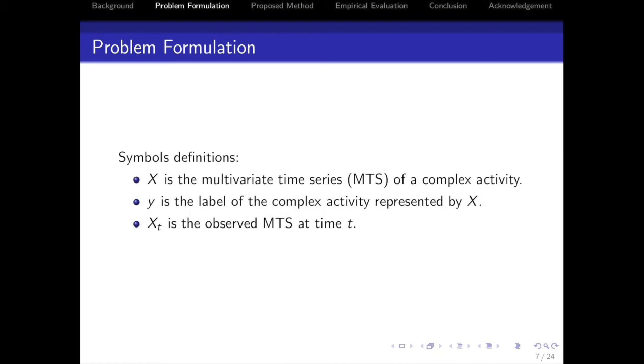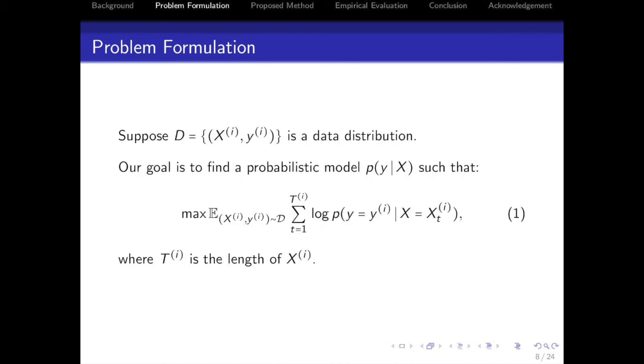Before formalizing the problem, we define some symbols. Let X be the multivariate time series of a complex activity. Let Y be the label of the complex activity. Let Xt be the observed multivariate time series at time t. Given a data distribution D, our goal is to find a probabilistic model which predicts Y given X, and the expected prediction probability is maximized over the data distribution, considering all the possible early stages of the complex activities.